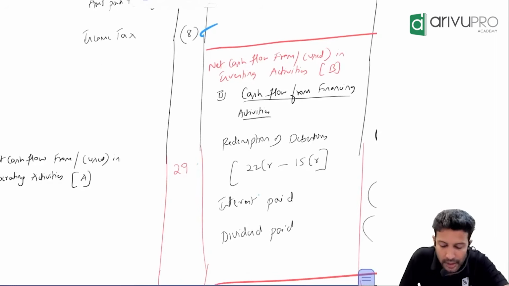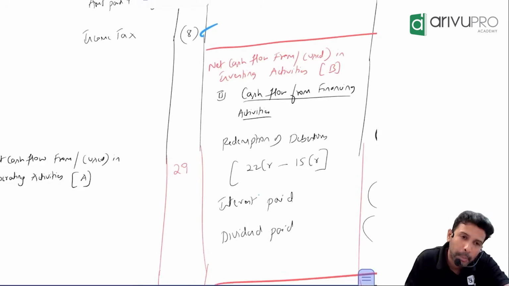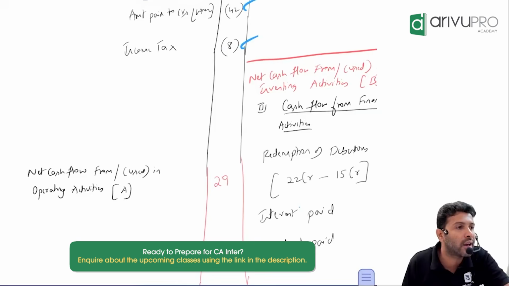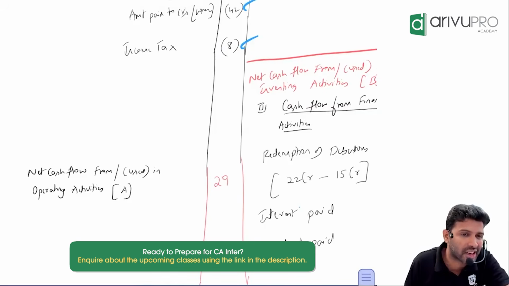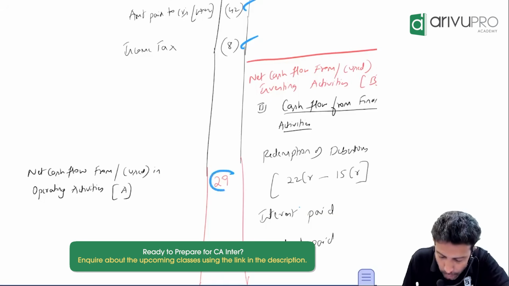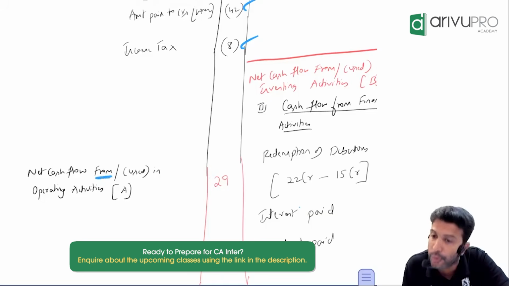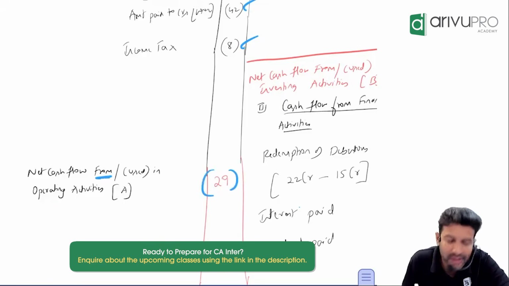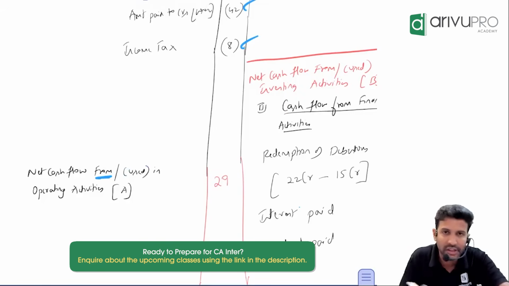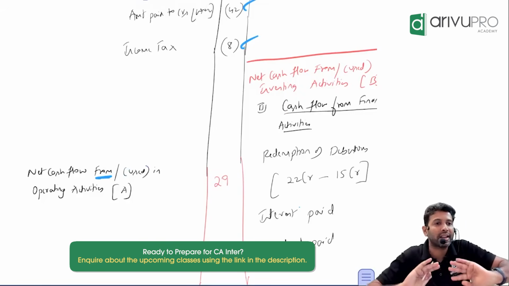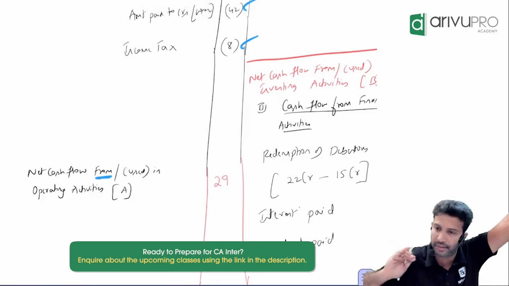Sir, if this number is positive, that means we have utilized the cash or generated the cash? Generated. If it is positive number, we say net cash flow from what? Operating activity. If by chance this number is negative, then we say we have not generated money from this activity, rather we have spent money for this activity.